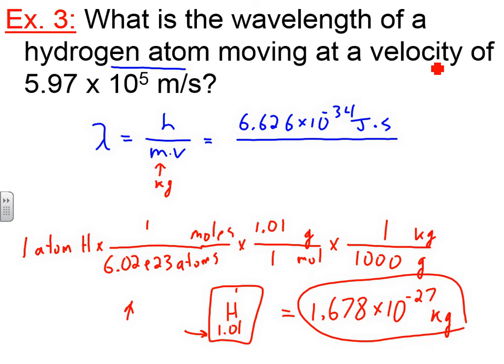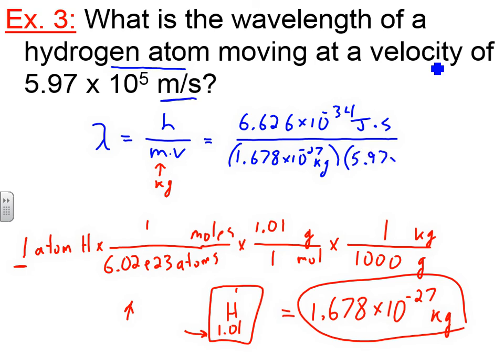Okay, now we can go ahead and plug this into our original equation because we've got mass. So 1.678 times 10 to the negative 27 kilograms. And then our velocity has to be in meters per second, and it's already in meters per second. We're good to go. 5.97 times 10 to the 5th meters per second.